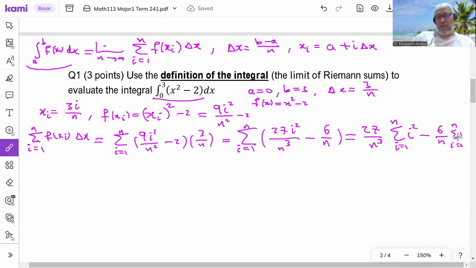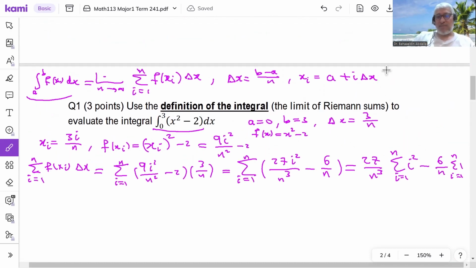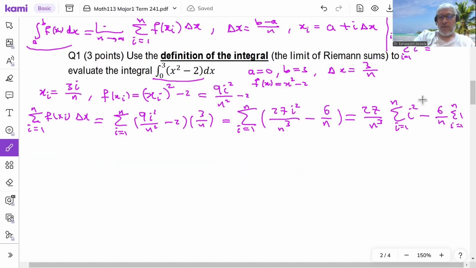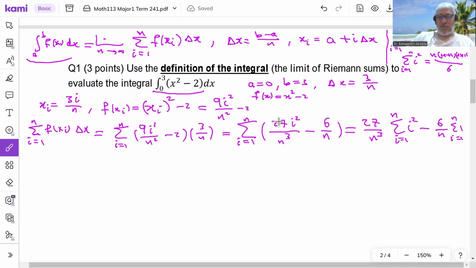Well, I have properties now, some formulas about the summations. I know, for example, that summation 1 from 1 to n is n because I'm adding 1 n times. And also I know that summation i squared from 1 to n is equal to n times (n plus 1) times (2n plus 1) over 6. We have this formula. We know it and you can go back to the lectures. So I'm going to use these formulas.